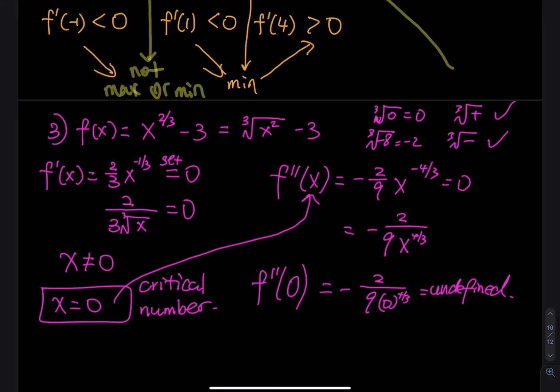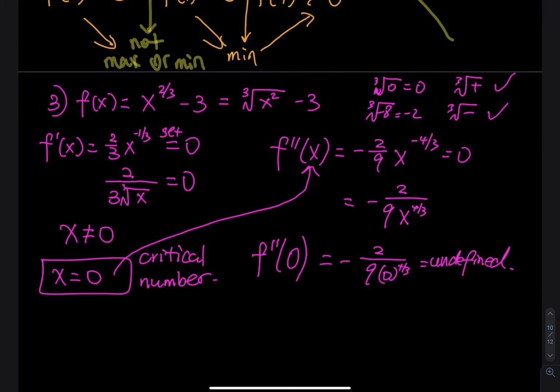So that means using the second derivative, we are not able to determine whether that is a min or a max. When that happens, you have one critical number, you plug it in, and there is nothing you can determine using the second derivative. So that means for this one, we have to use the first derivative test. And that's why I picked this problem for our discussion.